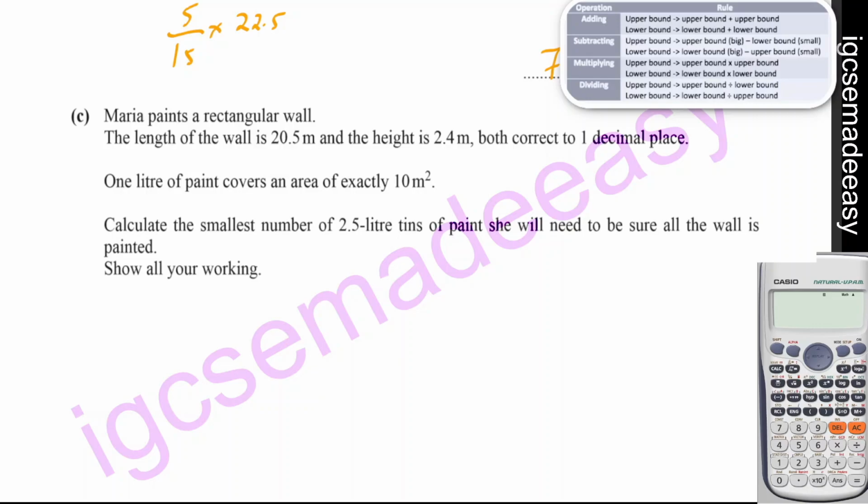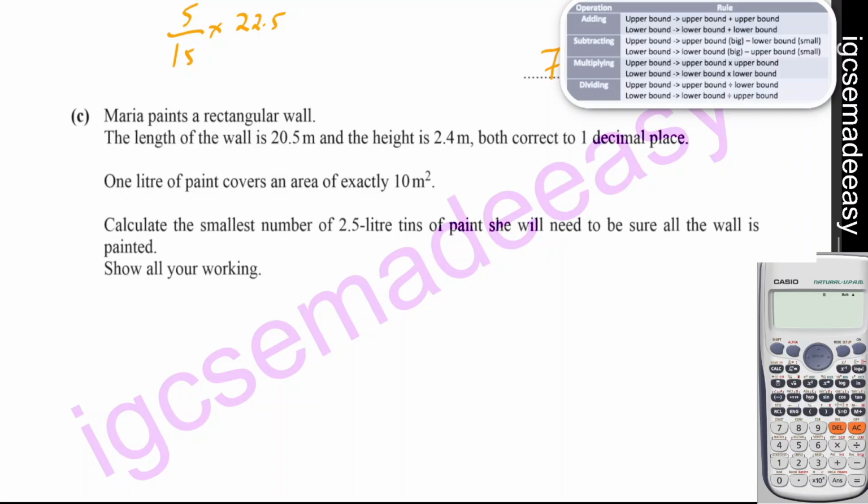In division it changes. To find the upper bound, we need to divide the upper bound by the lower bound of the other value. Here it is the case of multiplication, that's why we have to multiply the upper bound with the upper bound. The table is displayed, you can just watch it. Let's do the question now.